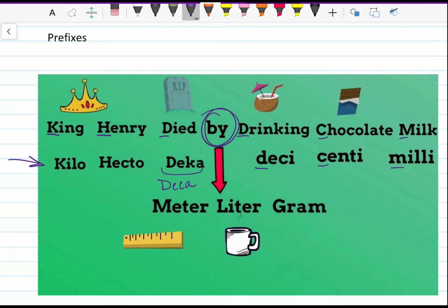And then here in the center, this stands for your base, just like we talked about before. And that would be meters, liters, or grams. And once again, we're going to mainly focus on liters and grams. Make sure you write down, one, this memory device right here. King Henry died by drinking chocolate milk. And then write down these prefixes, kilo, hecto, deca, base, deci, centi, milli.